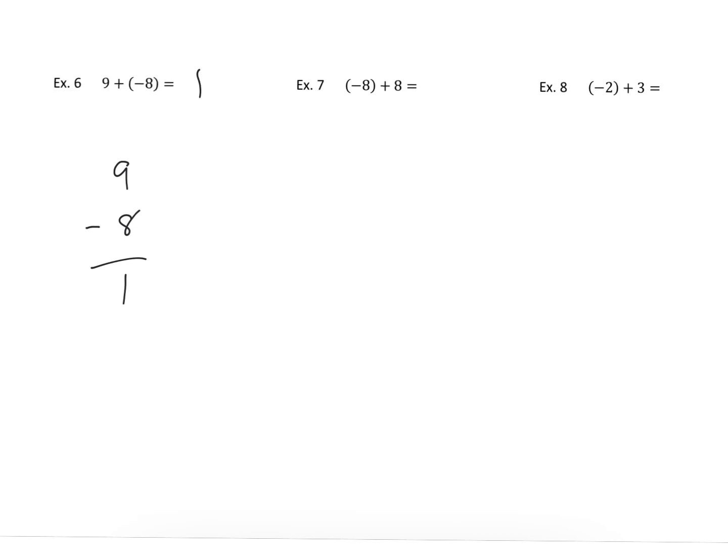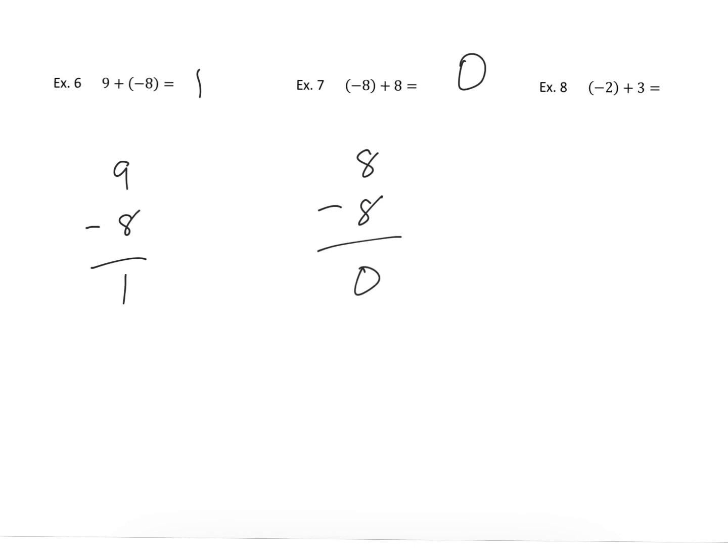Example 7, the two numbers, one is positive, one is negative, so I'm going to subtract them. Usually we put the bigger number on top, but they're both the same. 8 minus 8 is 0. So determining if it's positive or negative, well, neither of them is greater than the other because they're the exact same. 0 is not considered positive or negative, so you just write 0. Most people kind of think of it as a positive number because they don't see a negative sign, but technically it has no sign. It's not positive or negative.